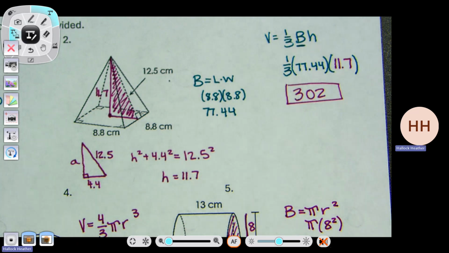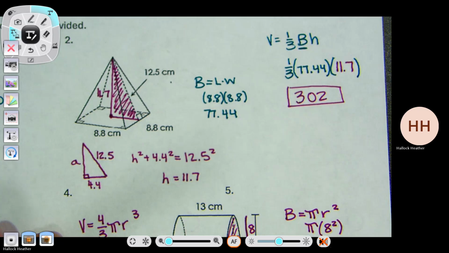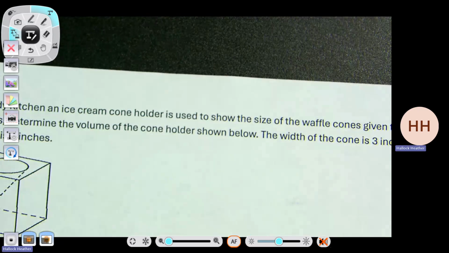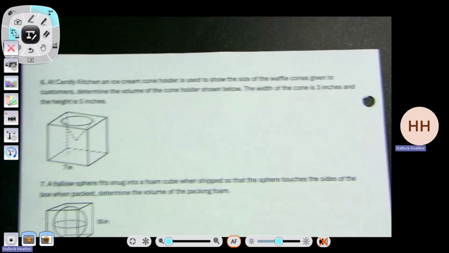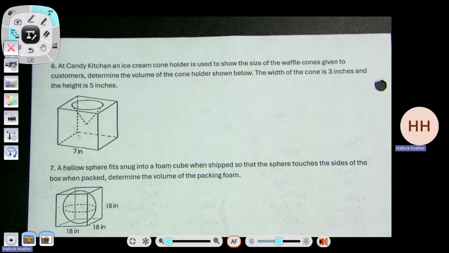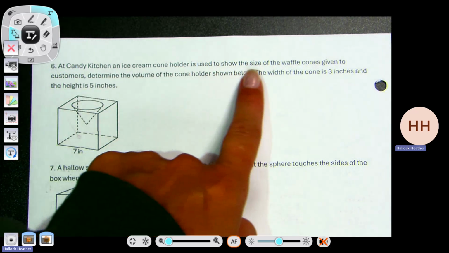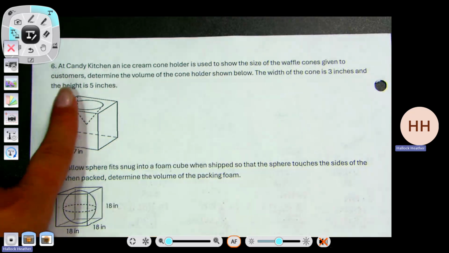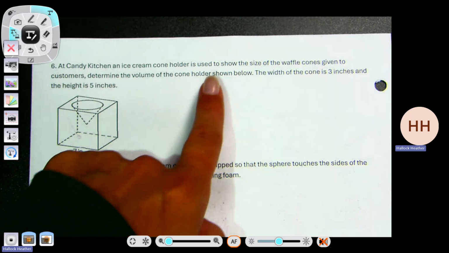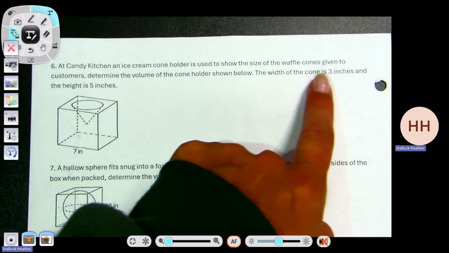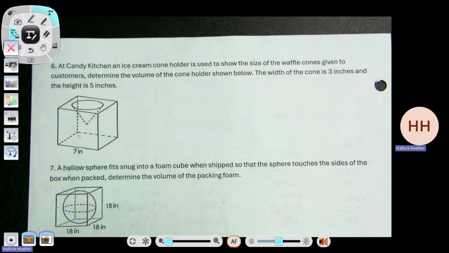Okay, let's do a word problem. Number 6 on the back. So we skipped our word problems yesterday. Number 6 on the back says, at Candy Kitchen, an ice cream cone holder is used to show the size of the waffle cones given to customers. Determine the volume of the cone holder shown below. The width of the cone is 3 inches and the height is 5 inches.